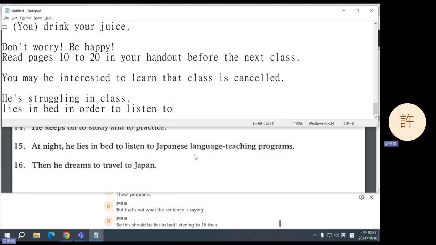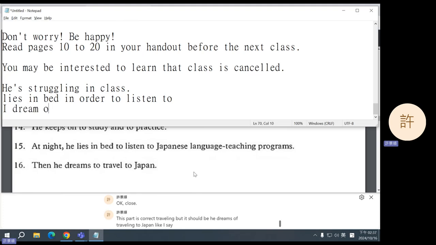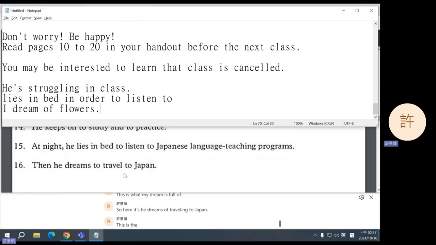16. Then he dreams to travel to Japan. Okay, close. This part is correct, traveling. But it should be he dreams of traveling to Japan. Like I say, I dream of flowers, right? This is what my dream is full of. So here it's he dreams of traveling to Japan. This is the content of his dream.